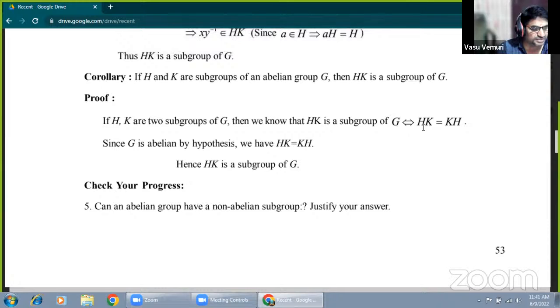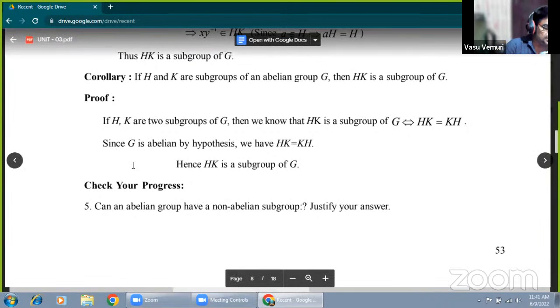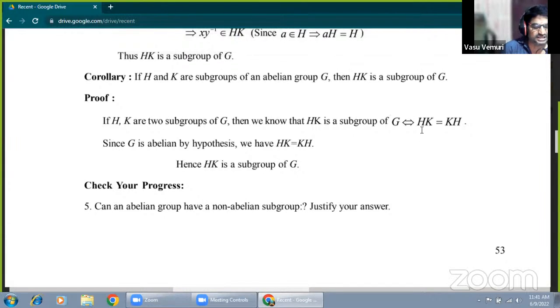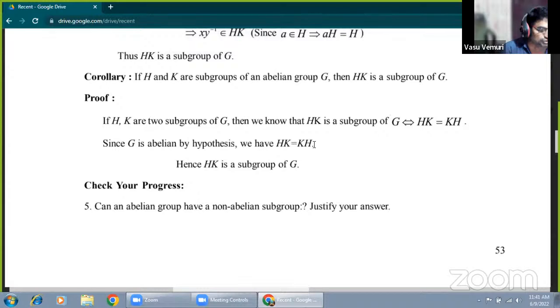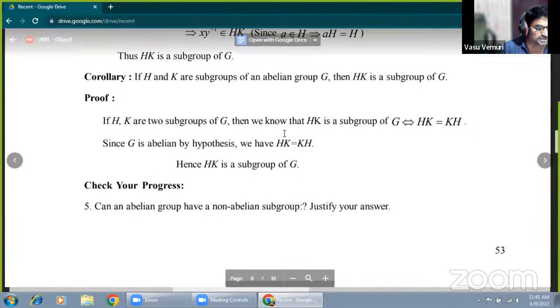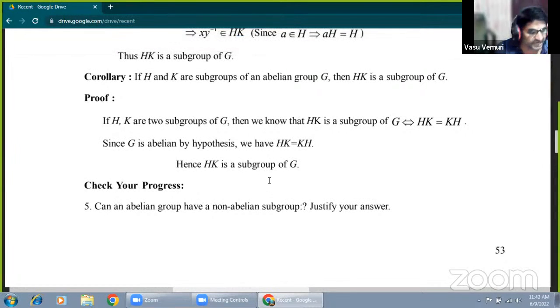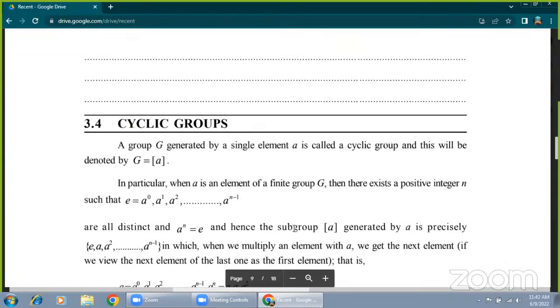HK is a subgroup of G means HK equals KH. Suppose this is the abelian condition, AB equals BA. So by the abelian property, a subgroup of an abelian group is also abelian. Therefore, HK equals KH. G is abelian means we have HK equals KH. Automatically, HK is a subgroup of G because by this condition, when the group is abelian. So that's enough. This is very important.